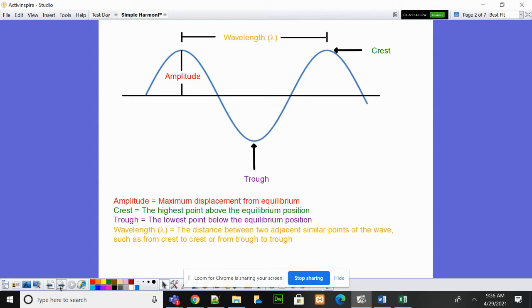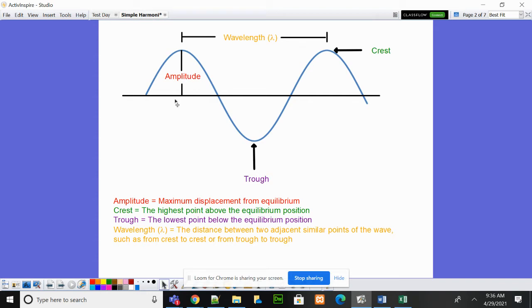So when we draw a wave, it looks like this, okay? And this part right here is called the amplitude. The amplitude is the maximum displacement, so we're going to the highest point or the lowest point. We could go down here and measure it from equilibrium. And this is our equilibrium position, okay?